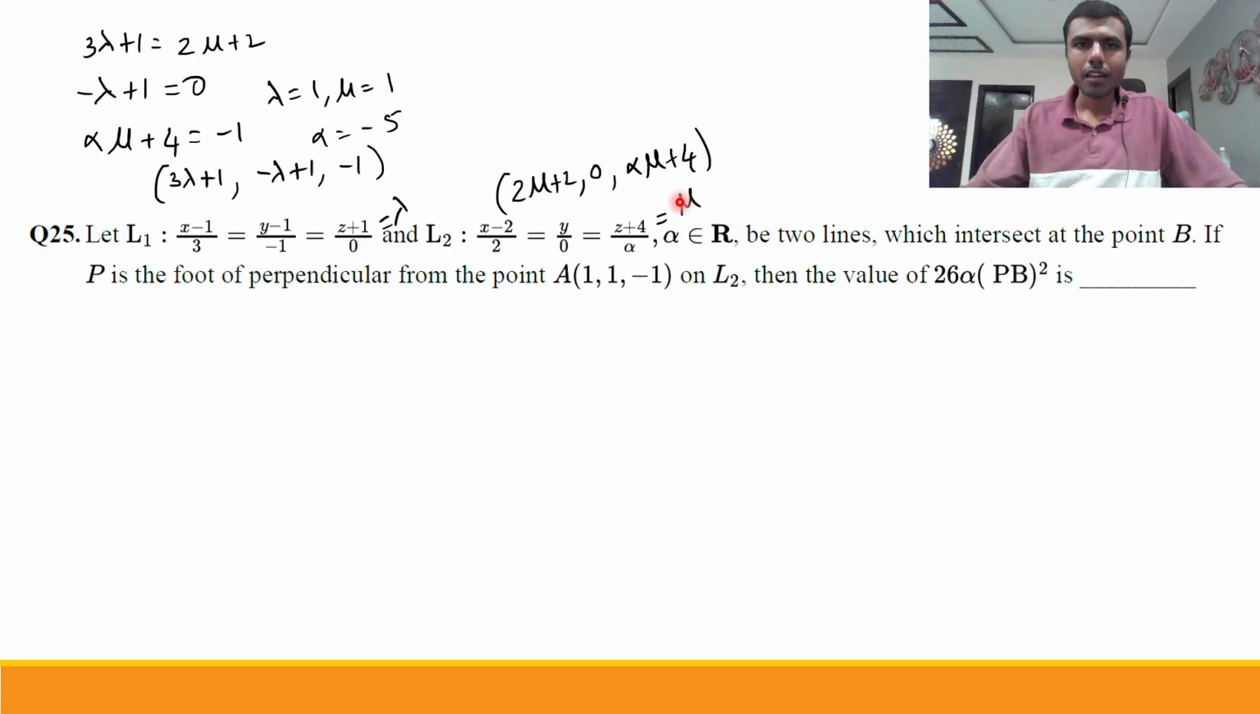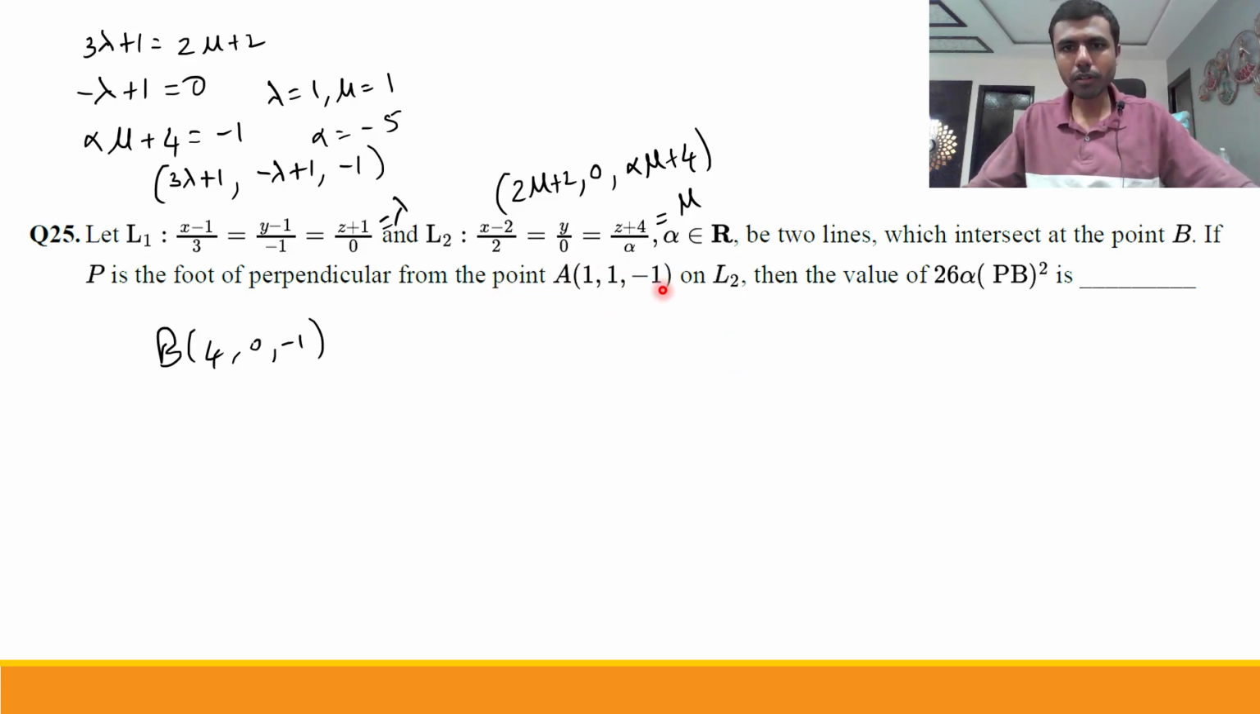Okay. Now we got the straight line. We have point B. Just put lambda as 1. You'll get 4, 0, minus 1. That's the point B. Okay, P is the foot of perpendicular from this point to this line.